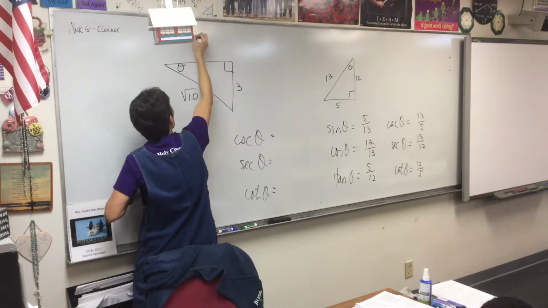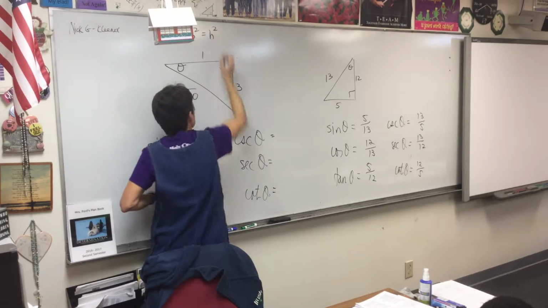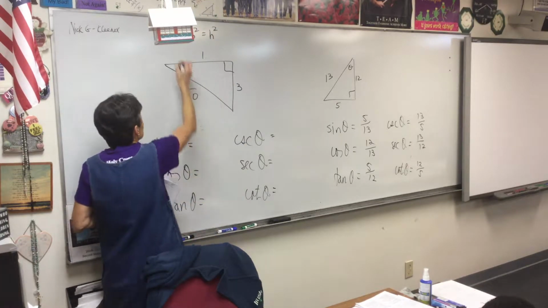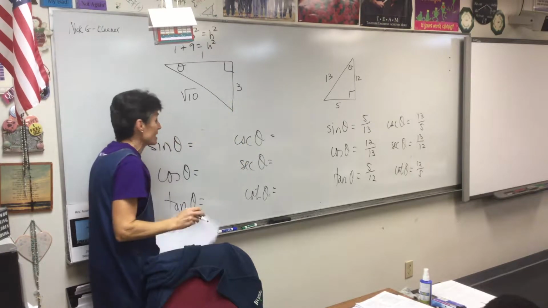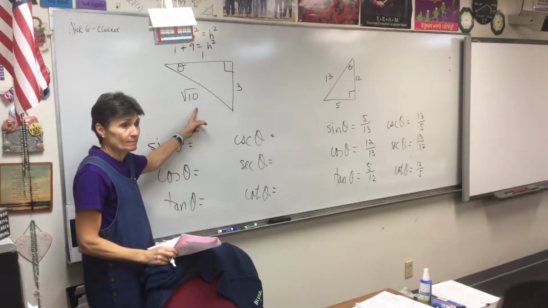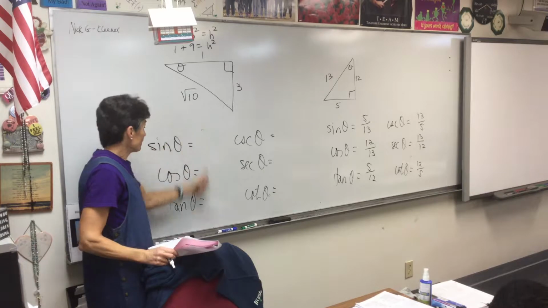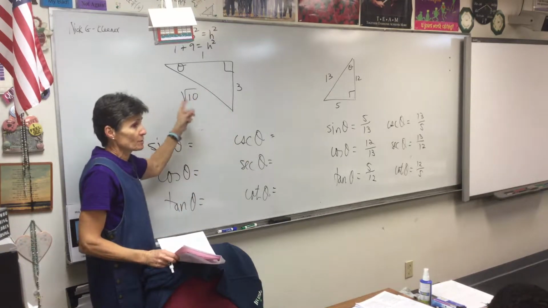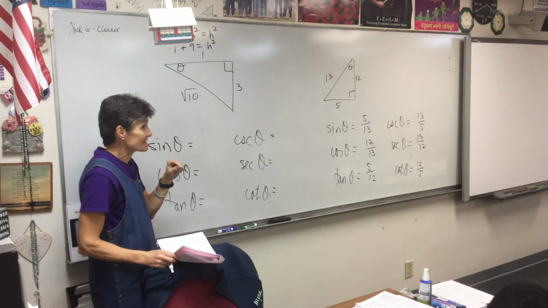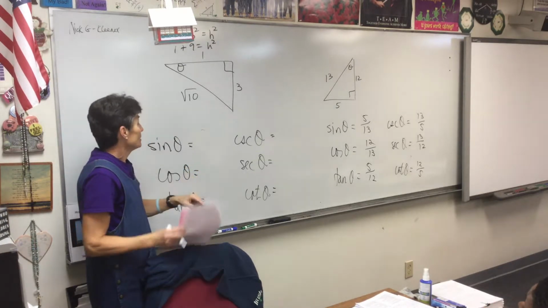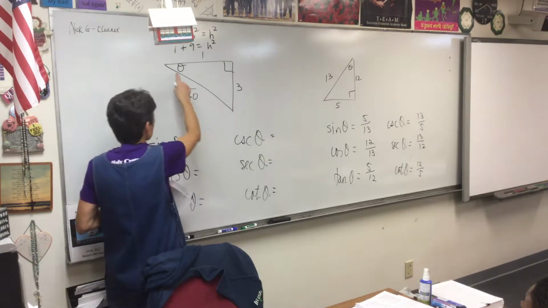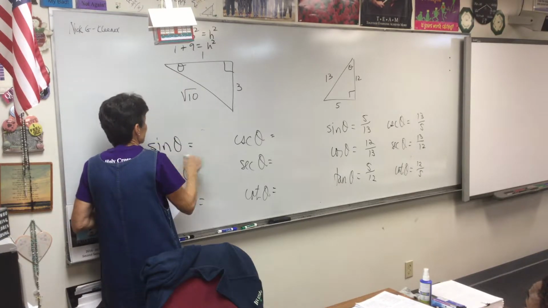1 squared plus 3 squared equals h squared. Square 3. So 1 plus 9 is 10, so h squared is 10, so it's the square root of 10, right? In order to fill in these blanks, you need all 3 sides. So if one of them's missing, you need to do the Pythagorean Theorem to figure it out. All right, so now I'm ready to go. This is my angle. So what's my sine?